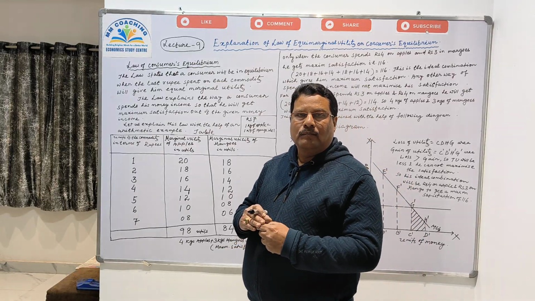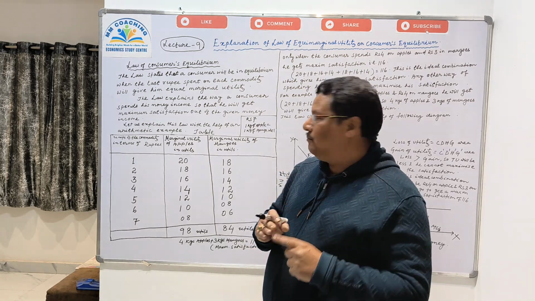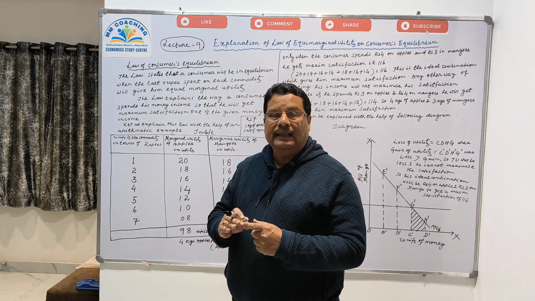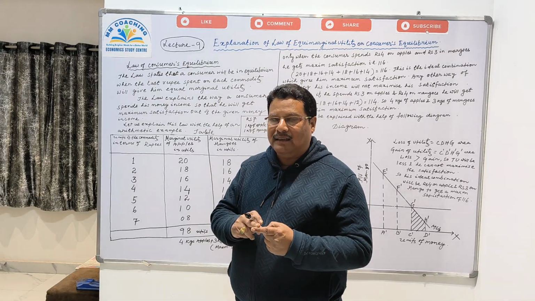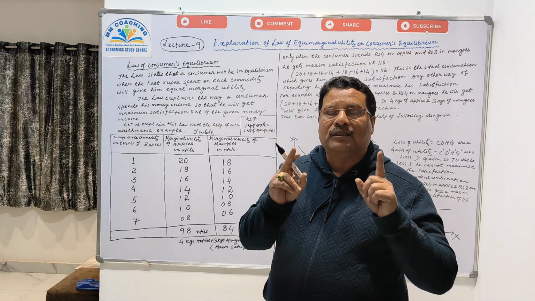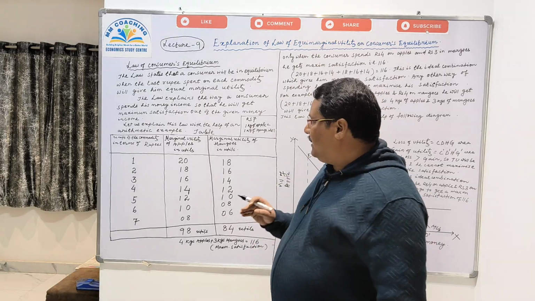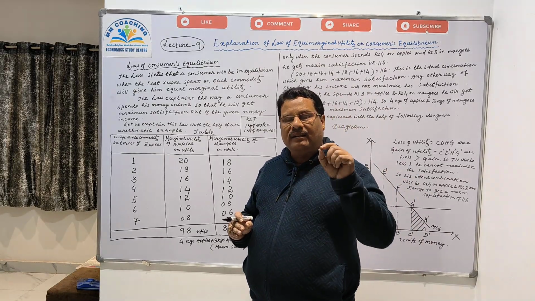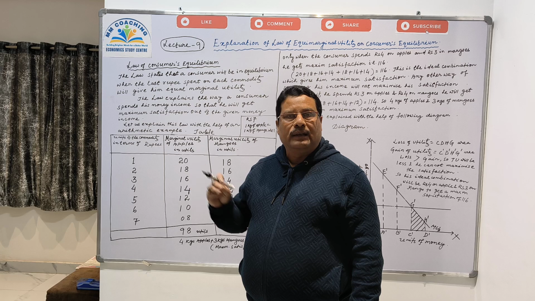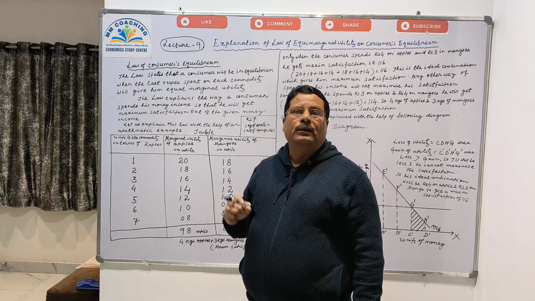But I have already told you, he has to consume both apples and mangoes. So now, how much will he spend on apples and how much on mangoes, so that he will get maximum satisfaction? That is the question. For that, we have to strictly follow the law of equi-marginal utility or law of consumer's equilibrium.